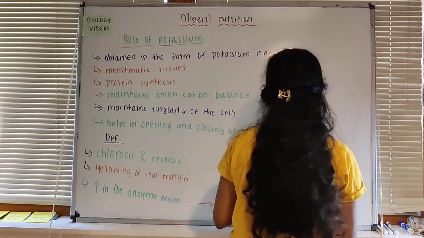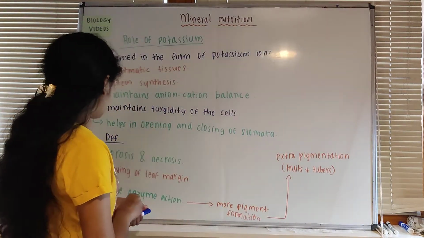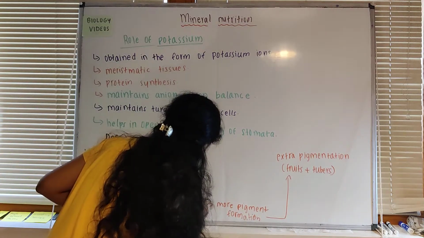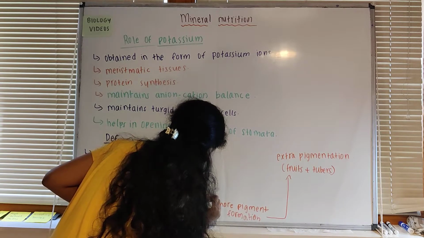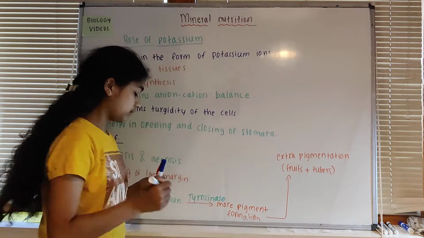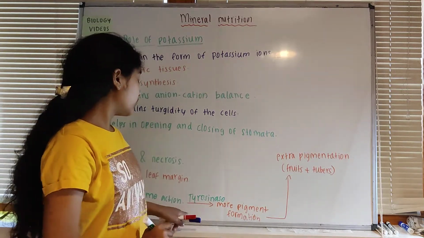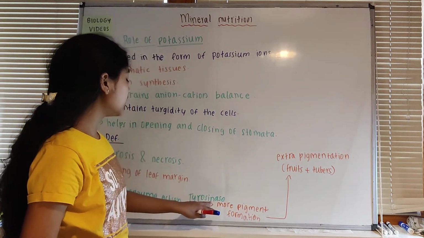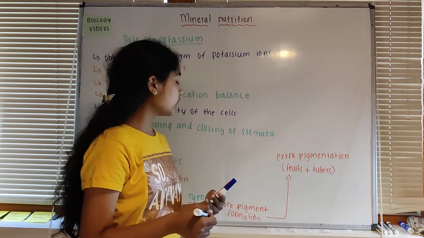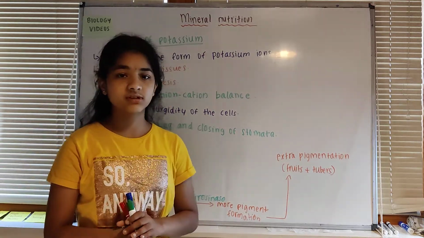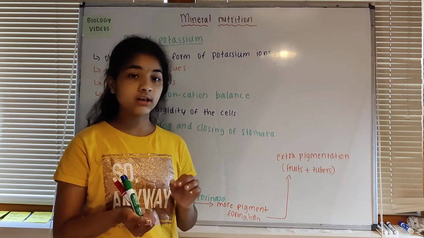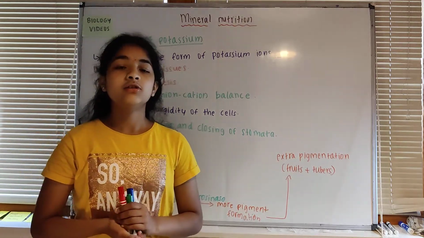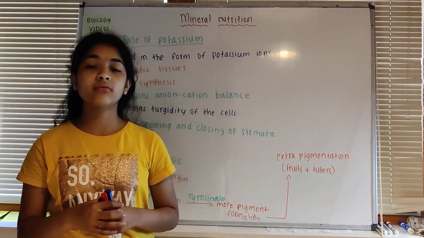We see some brown spots on these kinds of plant parts. The increase in enzyme action is mostly due to tyrosinase. So in this case, more pigment formation takes place, and the enzyme helpful here is tyrosinase. This more pigment formation leads to extra pigmentation, mostly in fruits and tubers. There will be brown spots on these plant parts. So here we discussed the deficiency of potassium as well. In this video we discussed the role and deficiency symptoms of phosphorus and potassium.